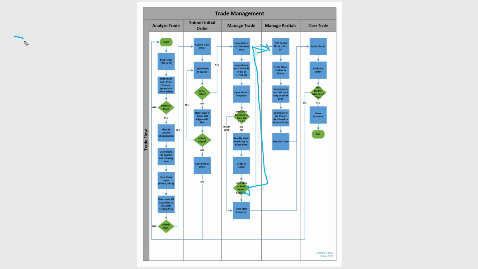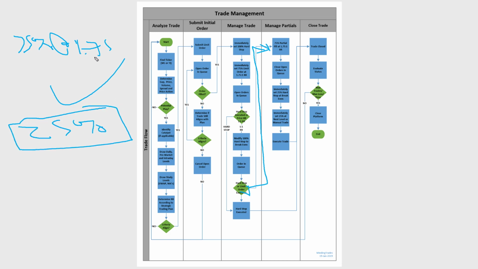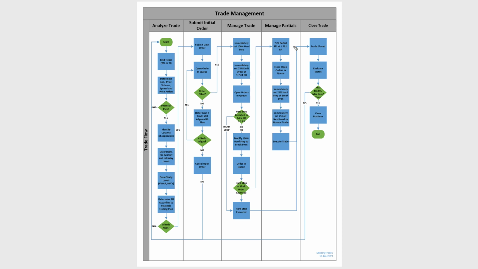So we had a partial fill, 75% at 1.75, which is good. So now we only have 25% remaining shares. And we locked in profits. No one's ever gone broke for locking in profits, so this is really good here.